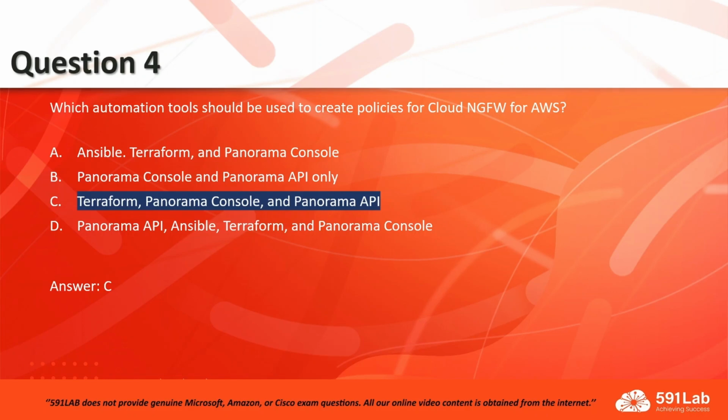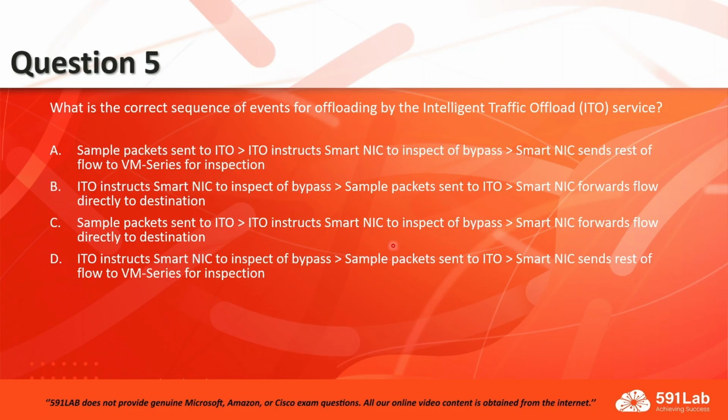Let's go to question number 5. Question number 5 is as follows. What is the correct sequence of events for offloading by the Intelligent Traffic Offload, or ITO, service? The options are: A, sample packet sent to ITO, ITO instructs Smart NIC to inspect or bypass, Smart NIC sends the rest of the flow to the VM-Series for inspection.